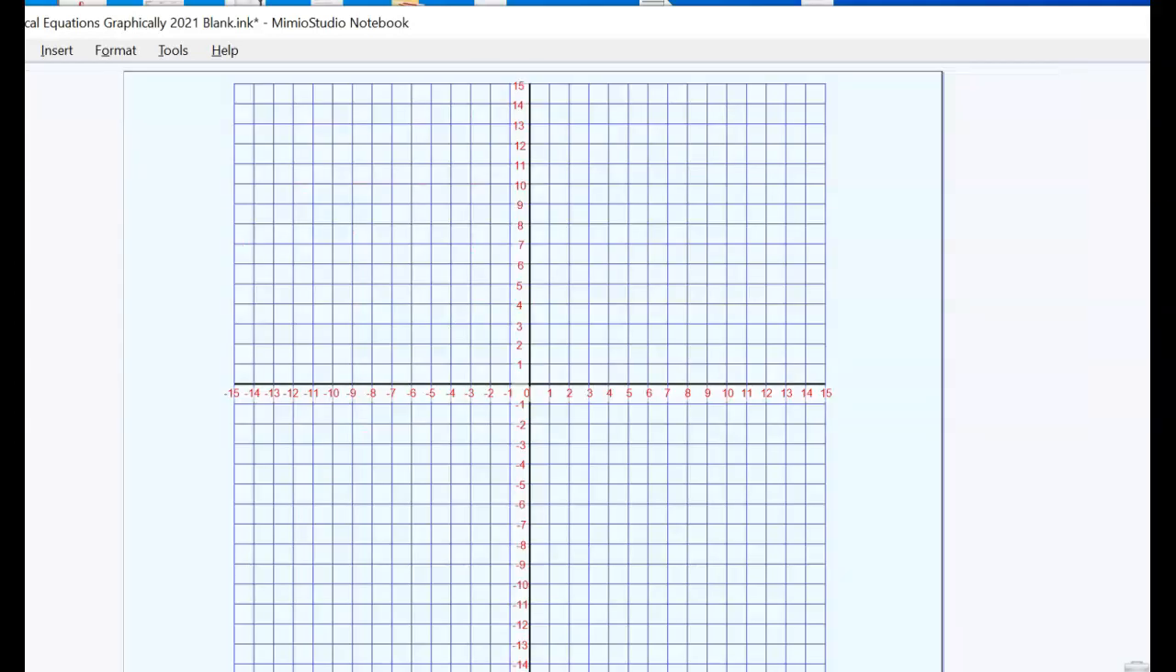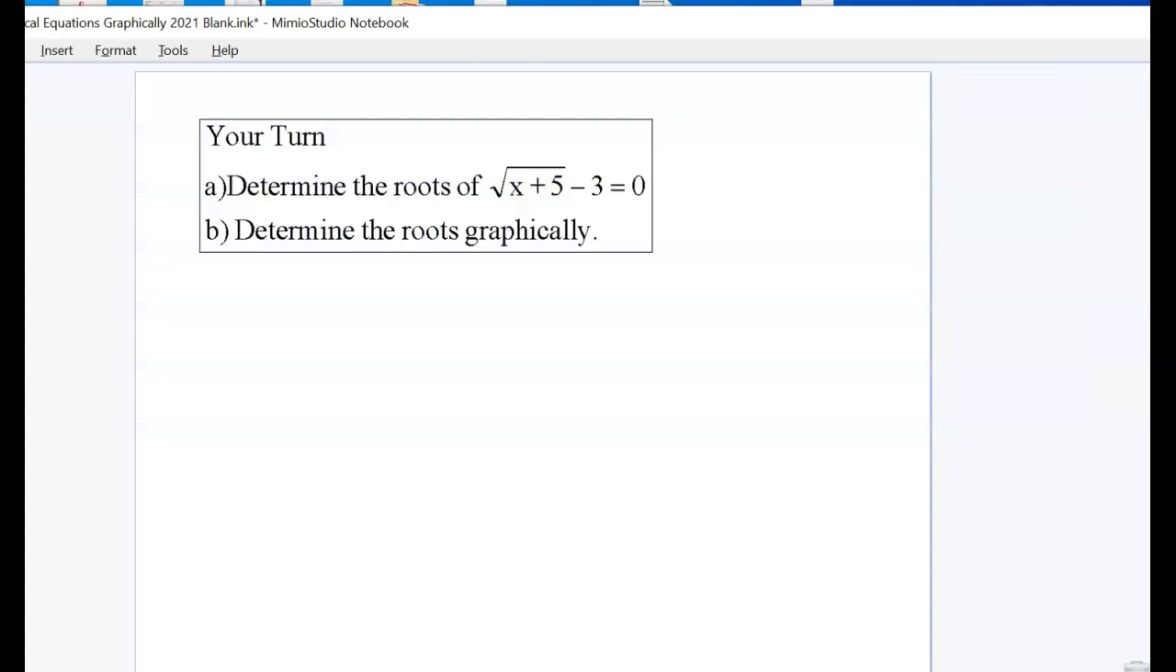Okay, let's take a look at the next example. And again, this time we want to find the roots of the square root of x plus 5, minus 3. So again, I think we'll do this with your turn. So pause the video and give this one a try.